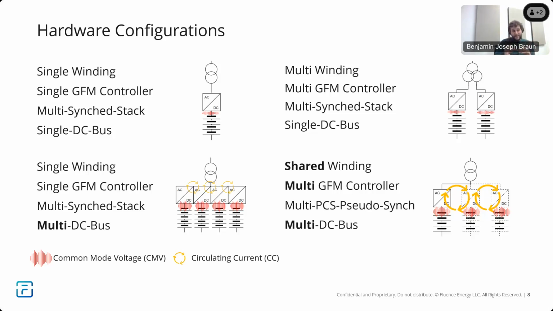The bottom right, similar to the bottom left, but these are actually 3 different PCS. They're sharing a low voltage winding. They're not synchronized. So not only do they have the multi DC buses, but you also have multiple controllers that you have to try to send commands to as simultaneously as possible. And there your risk for circulating current grows even more.